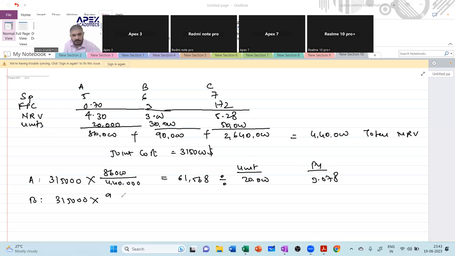B. 3,15,000 into 90,000 upon 4,40,000. What do I get? 64,432. Divided by how many units? 30,000 units. What is the per unit? 2.147. And in the question they are asking you for C. Why did I do this? I did an extra for you basically.